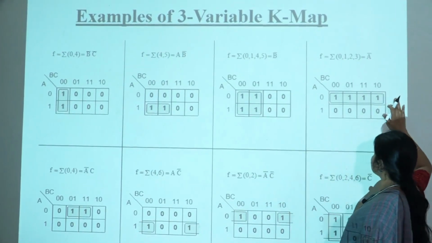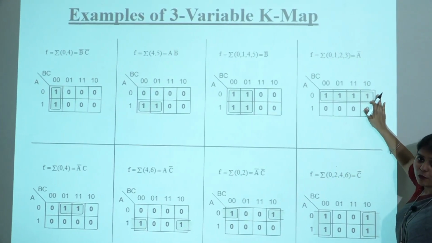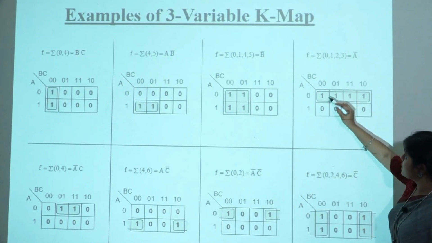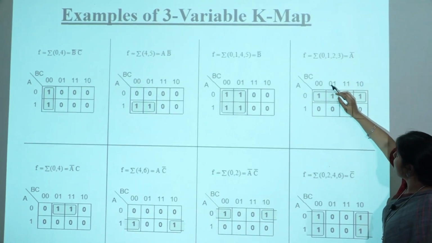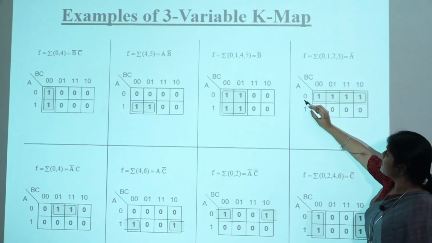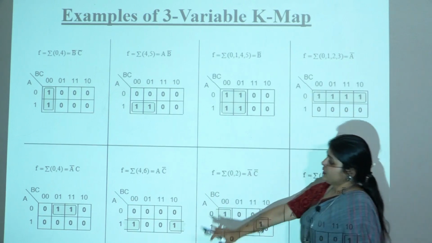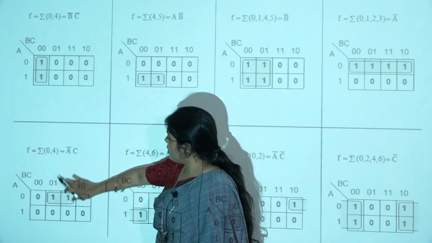Okay. Now, look at this 0, 1, 2, 3. So, can I go for grouping of 4 because all 4 are adjacent? Yes. So, this is the grouping. When you go for this grouping here, 0, 0 gets cancelled with 1, 1, 0, 1 gets cancelled with 1, 0. They are complement to each other. Hence, the resultant is A bar. Got it?